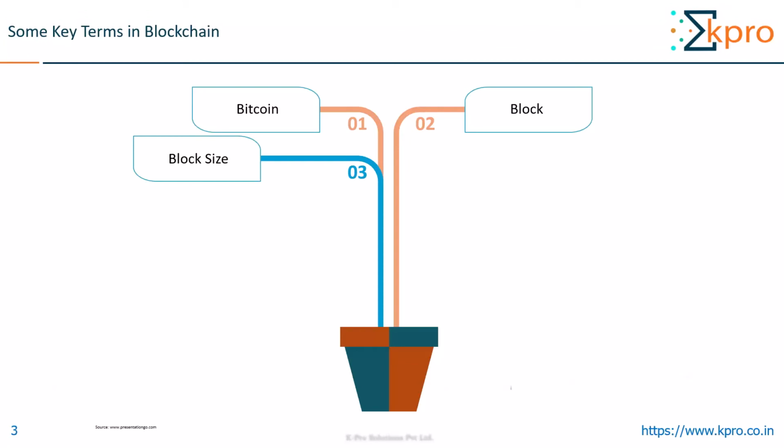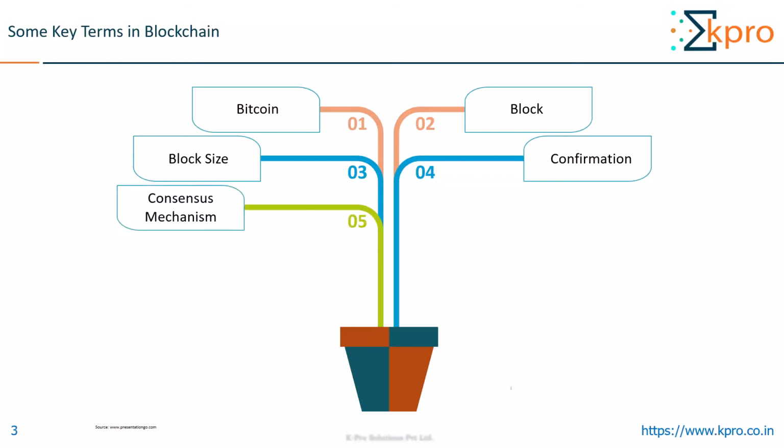The third one is block size. So this block size is the amount of data that can be stored in a block. So for example, the block size in Bitcoin blockchain is 1 MB. So it can hold one transaction of size 1 MB or multiple transactions whose sizes sum up to be 1 MB. So this is the block size. The next one is confirmation. So this means that a transaction is successful and got added to a block in the blockchain.